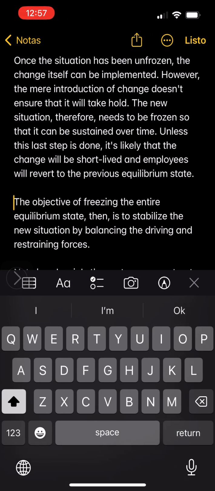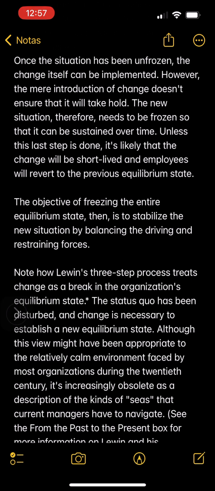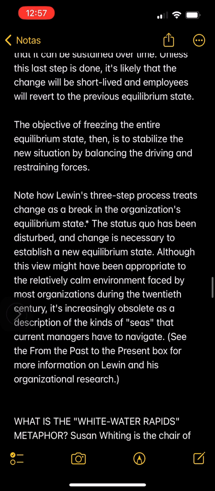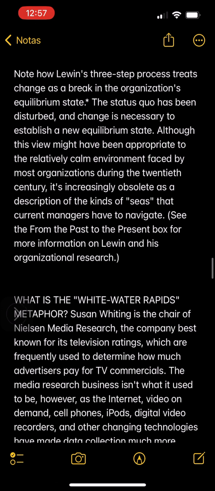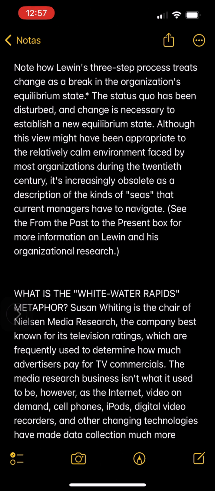The objective of freezing the entire equilibrium state, then, is to stabilize the new situation by balancing the driving and restraining forces. Note how Lewin's three-step process treats change as a break in the organization's equilibrium state. The status quo has been disturbed, and change is necessary to establish a new equilibrium state. Although this view might have been appropriate to the relatively calm environment faced by most organizations during the 20th century, it's increasingly obsolete as a description of the kinds of seas that current managers have to navigate. See the From the Past to the Present box for more information on Lewin and his organizational research.